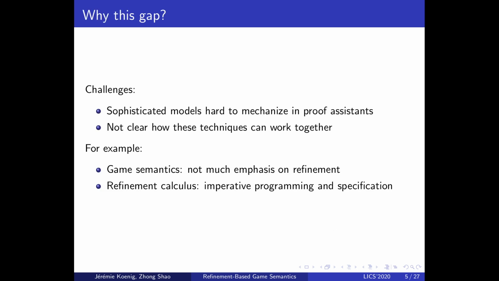One reason is that these models can get fairly sophisticated, and so they're hard to mechanize in a proof assistant. But more importantly, for our purposes, we need all of these features to work together in a single framework, and it's not clear how these different lines of research could be combined to accomplish this. For example, in game semantics, there hasn't been a lot of work on refinement and nondeterminism, but on the other hand, in the refinement calculus, we can only model imperative programs and specifications.